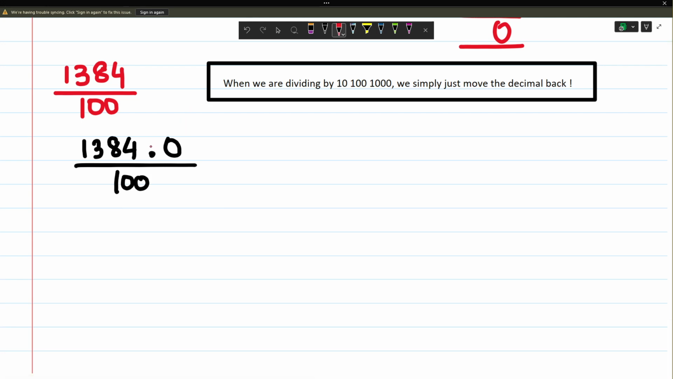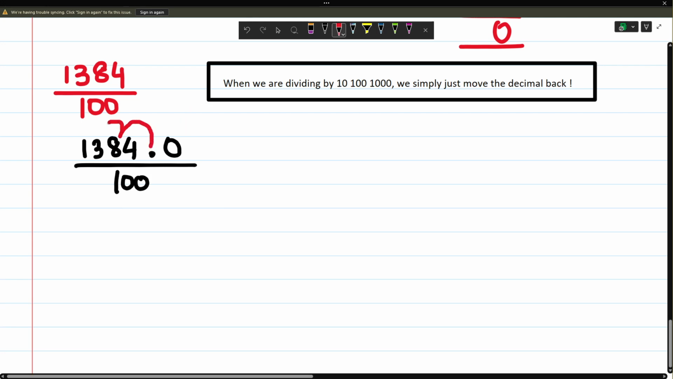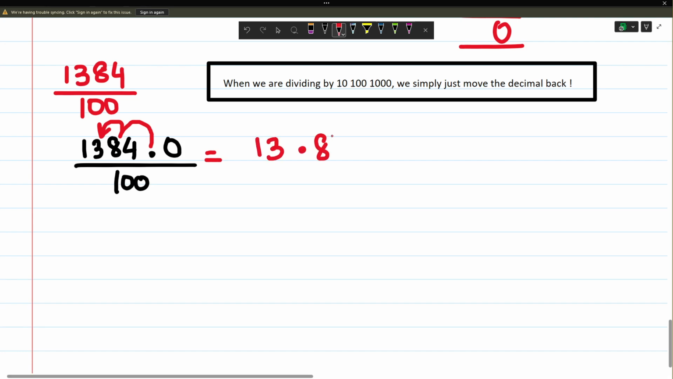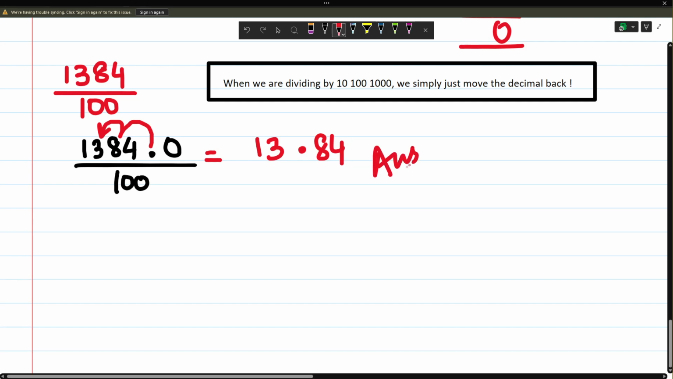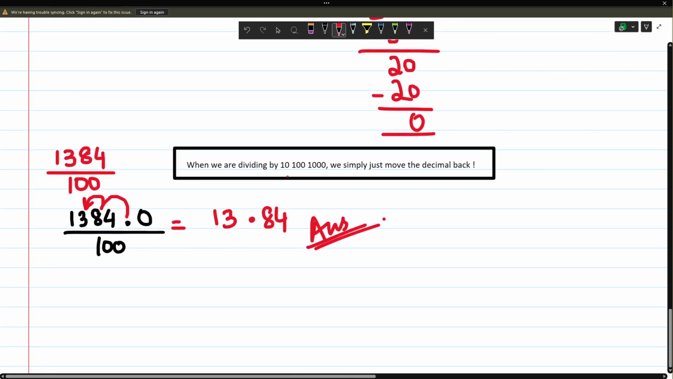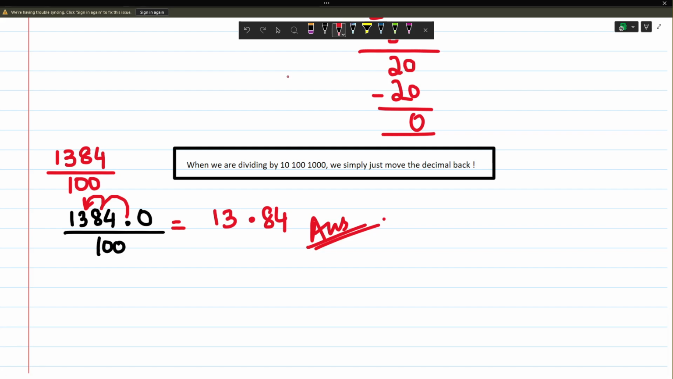So this decimal is going to move back 2 places because it is dividing. So we just move the decimal back. So this is going to become 13.84, and this is going to be your answer, right? So this is for decimal moving of simple numbers using 10, hundreds and thousands. Now let's move to some questions.